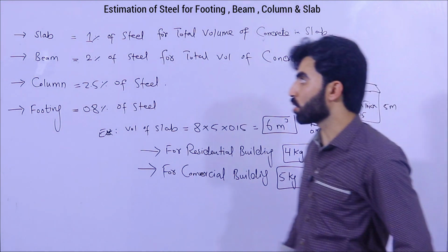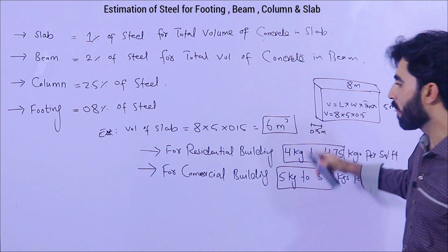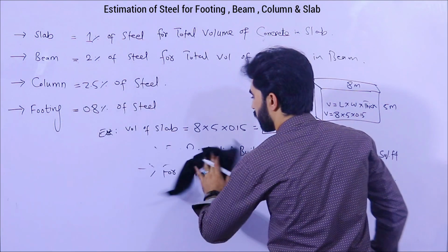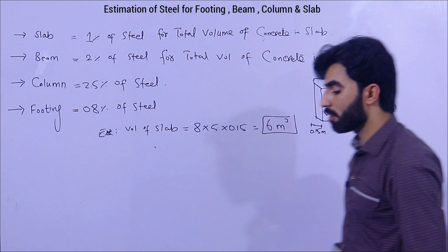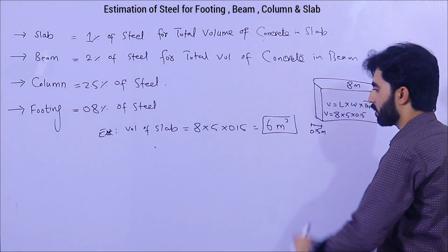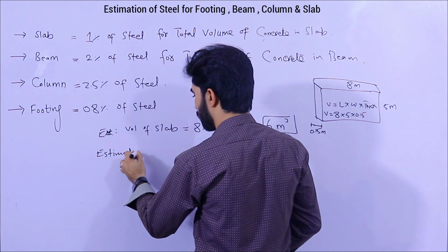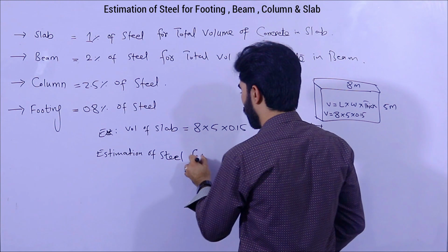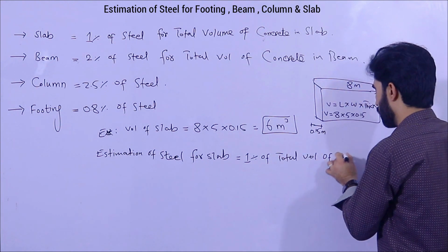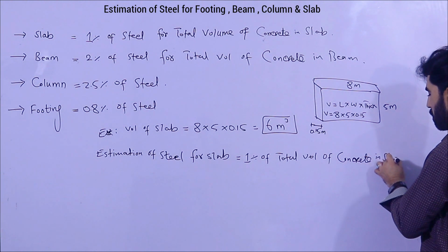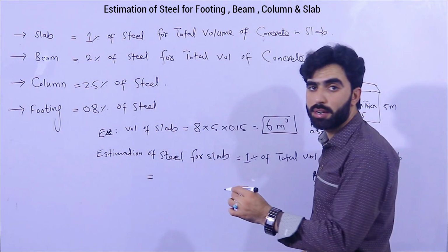Now how much steel is required for this slab, with dimensions 8 meter by 5 meter by 0.15? Here guys, let me erase the first one. From 4 kg to 4.75 for residential, and for commercial 5 to 5.5 kgs. Remember this. Now estimation of steel for slab, which is 1% of the total volume of concrete in the slab. As you can see, the total volume is 6 meter cube, and the percentage of steel is 1%.